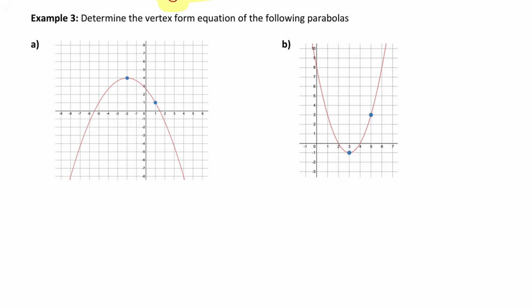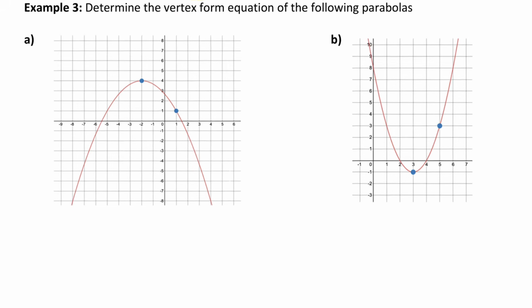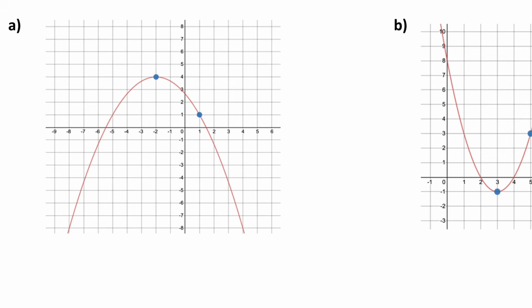This time, instead of describing the graph, I just show you a picture of it. When we're writing the vertex form equation of a parabola from its graph, you always want to start by picking out the coordinates of the vertex of the parabola. So this first one, I can see that the vertex is at the point -2, 4. That's going to be my h and my k values.